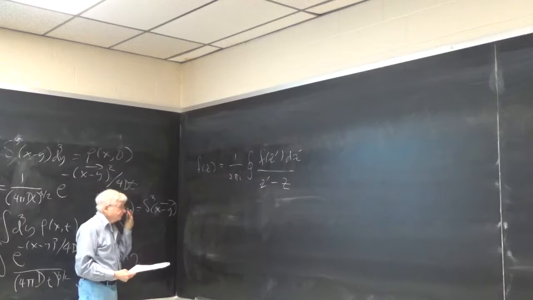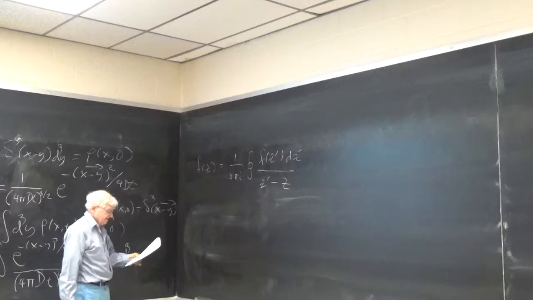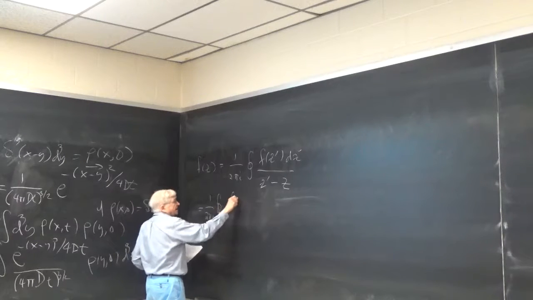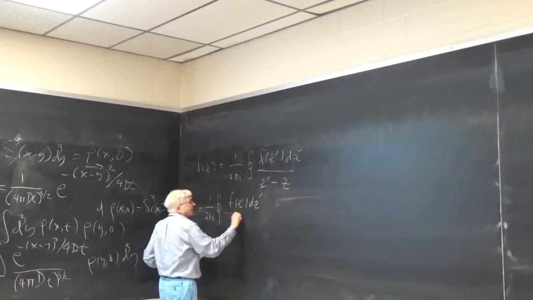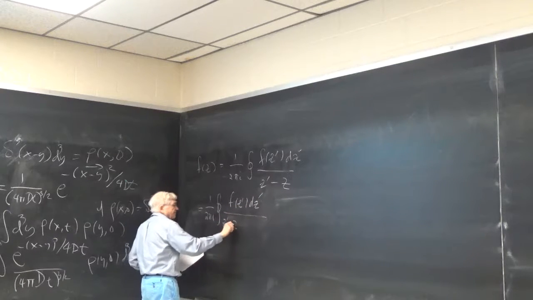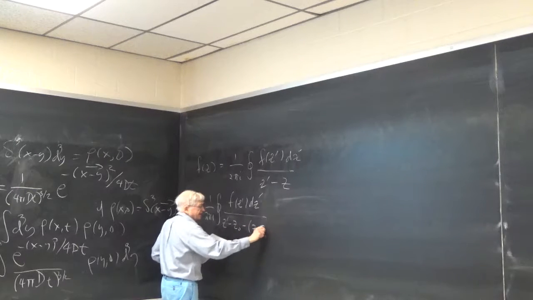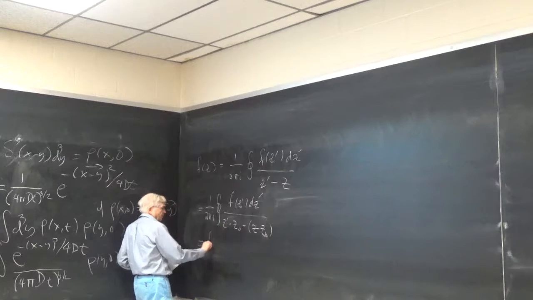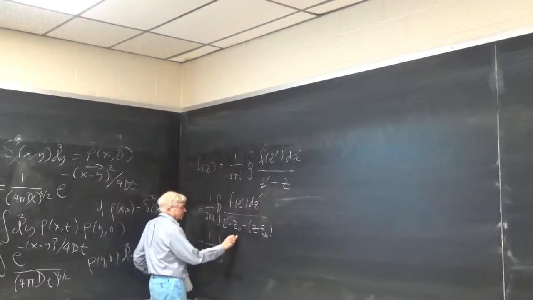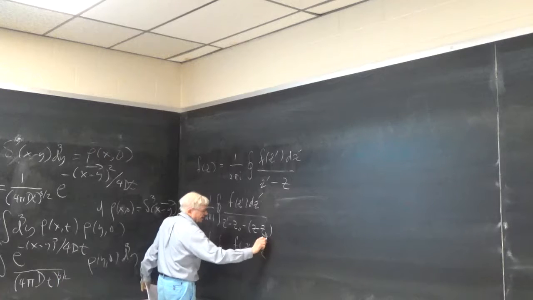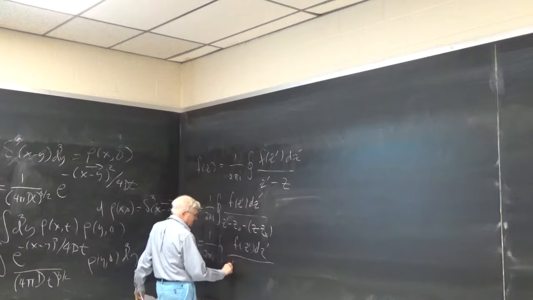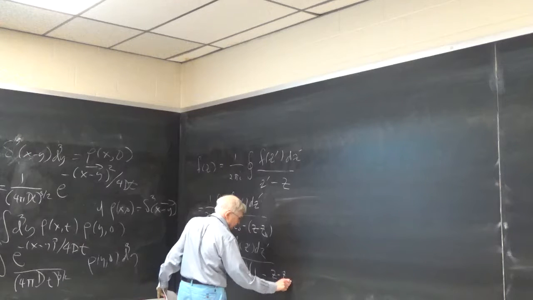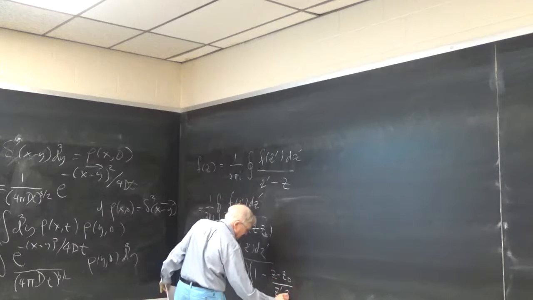And if we add and subtract z0 in the denominator, we have 1 over 2 pi i, integral f of z prime dz prime over z prime minus z0 minus z minus z0. Then if we factor that, pulling out a z prime minus z0, we have 1 over 2 pi i, integral f of z prime dz prime over z prime minus z0 times 1 minus z minus z0 over z prime minus z0.